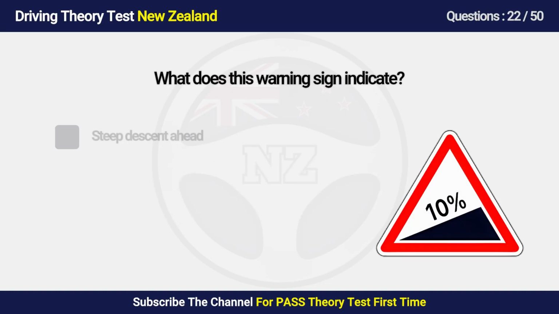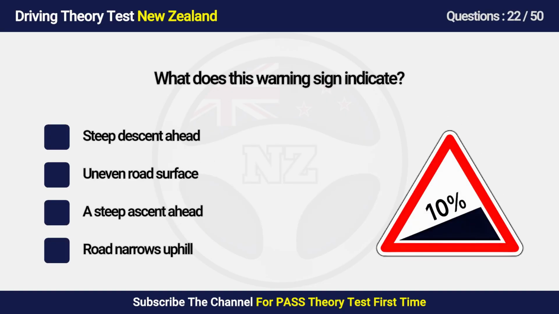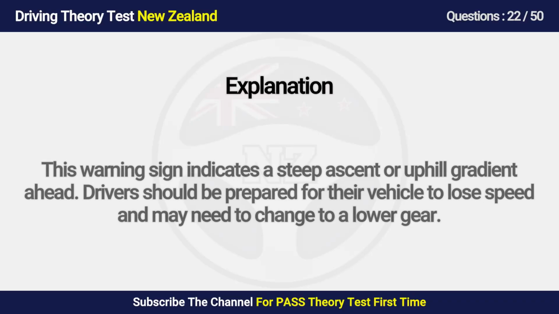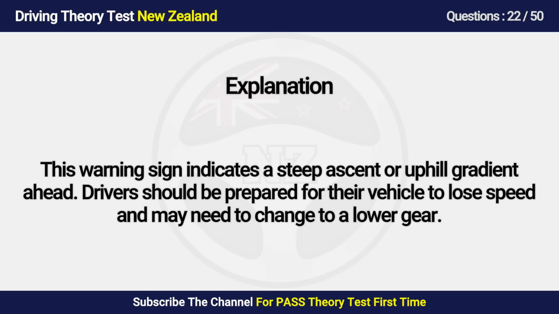Question 22. What does this warning sign indicate? A. Steep descent ahead. B. Uneven road surface. C. Steep ascent ahead. D. Road narrows uphill. Answer is C. Steep ascent ahead. This warning sign indicates a steep ascent or uphill gradient ahead. Drivers should be prepared for their vehicle to lose speed and may need to change to a lower gear.